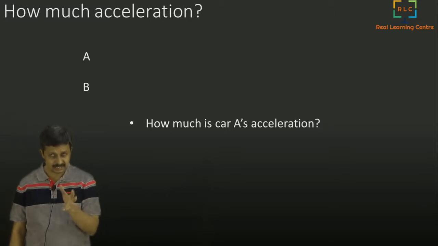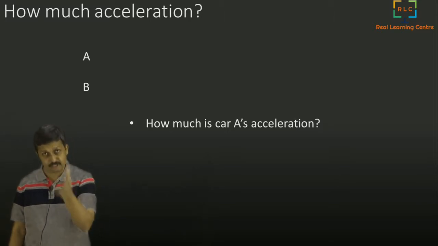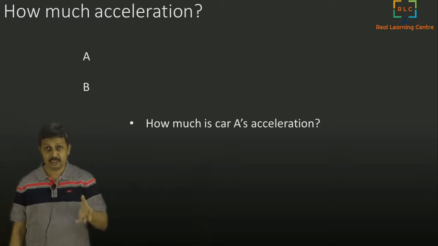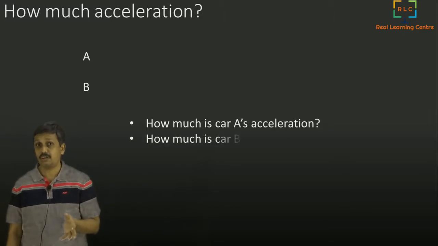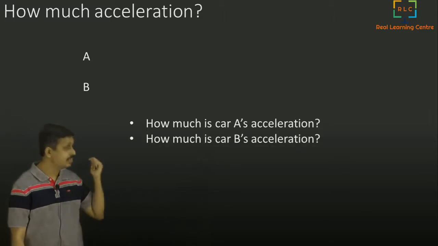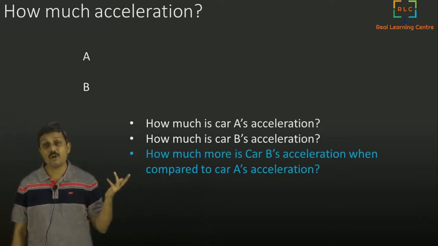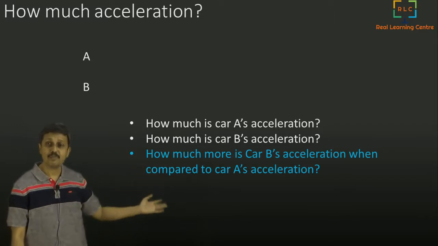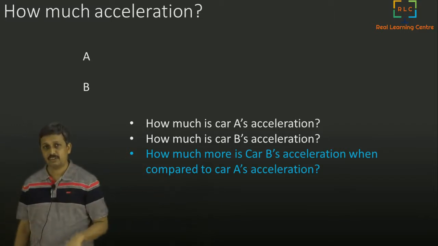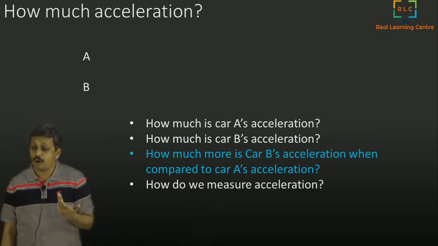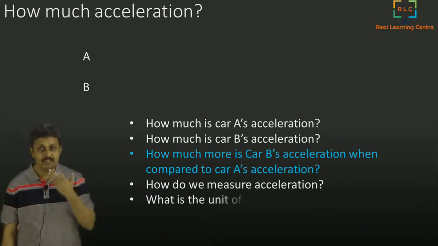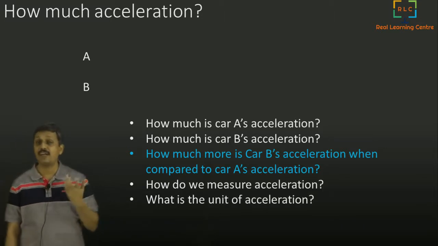Or simply say it is increasing the speed. How much is it increasing the speed? Is it increasing the speed very fast or very slow? How much is car B increasing the speed? What is its acceleration? So we may say how much more is car B's acceleration when compared to car A's acceleration. So how do we measure acceleration? What is the unit? So these are the questions that we have to answer.